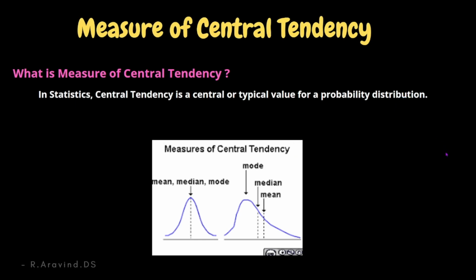So let me explain these things. This is a picture I got from Wikipedia. We have three types of measures of central tendency: mean, median, and mode. So what are the mean, median, and mode? Let me describe what the measure of central tendency is.